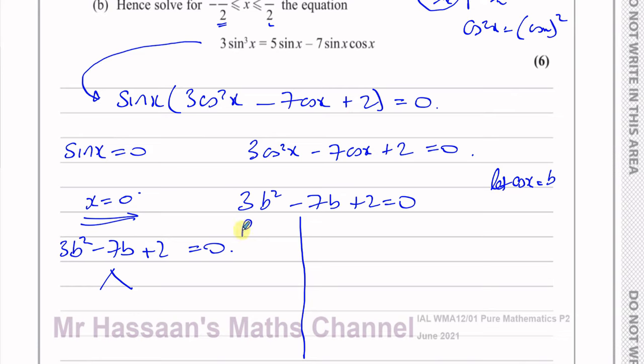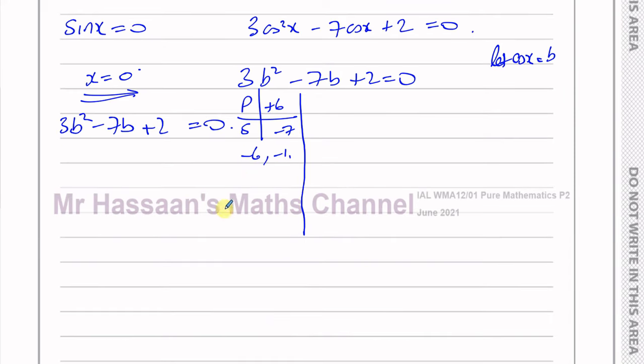So two numbers multiply to give you plus 6, and their sum is going to be minus 7. Those two numbers must have the same sign, because they give you a positive product. They're both negative, so it must be minus 6 and minus 1. So now we found the pair of values, minus 6 and minus 1.